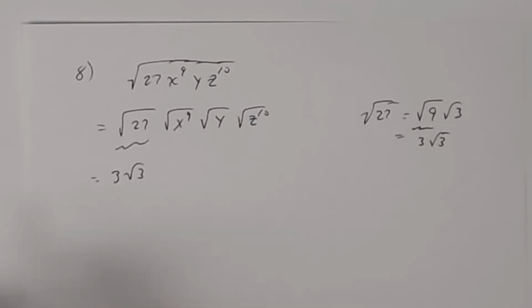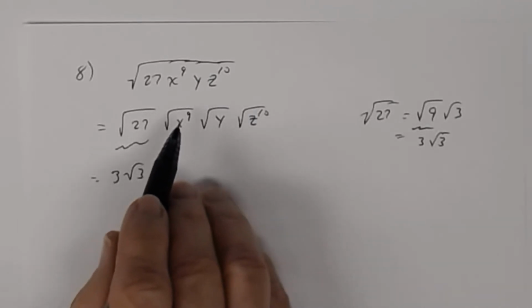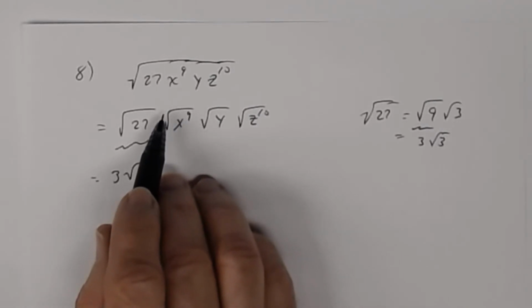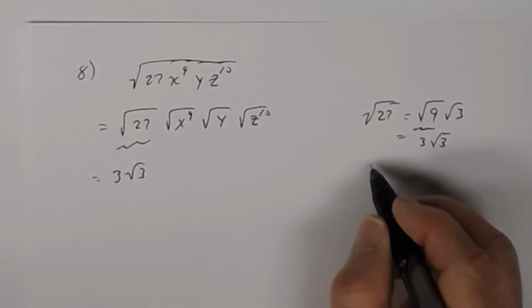Do it like that, step by step. Square root of x to the 9th, can I simplify that? Yes, because 9 is greater than or equal to 2. But 9 is not divisible by 2, so I've got to think about that.